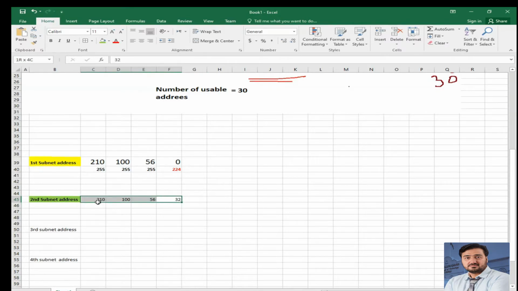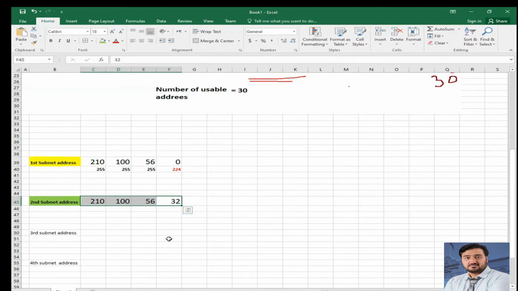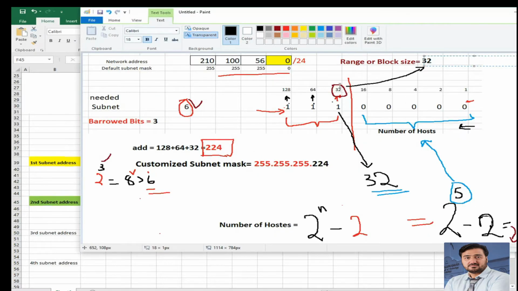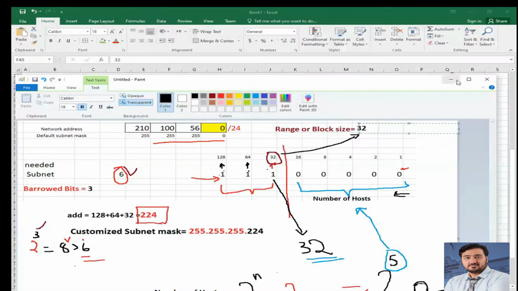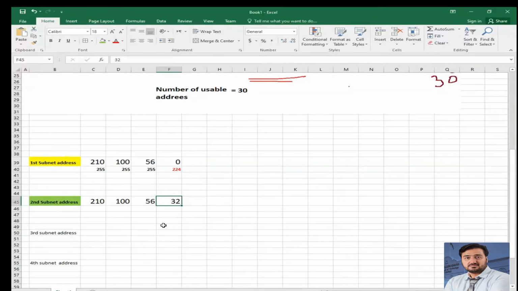Now we find the second block, the second subnet. This is our second subnet value. How did we find the range? Please try to understand. We need to see the value of the last bit borrowed. This is the first bit, second bit, third bit, so this is the last bit borrowed. Check its value. If it is 32, this 32 is your block size, your range.